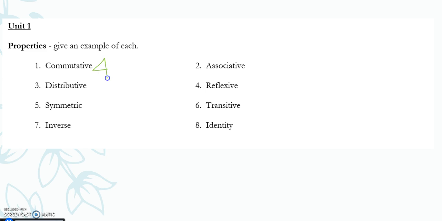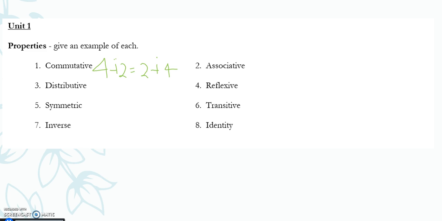So for example, 4 plus 2 is the same thing as 2 plus 4. Also 4 times 2 is the same thing as 2 times 4. So somehow make a note that it also works for multiplication.